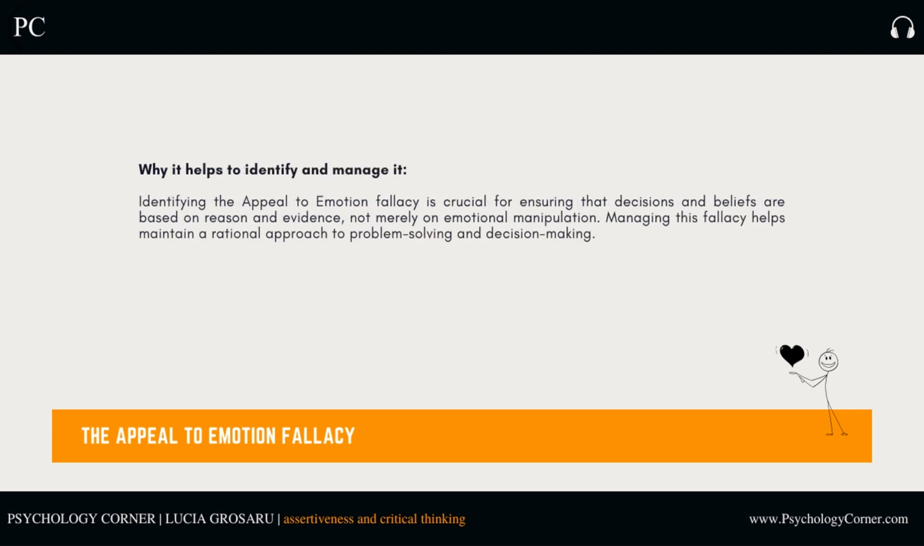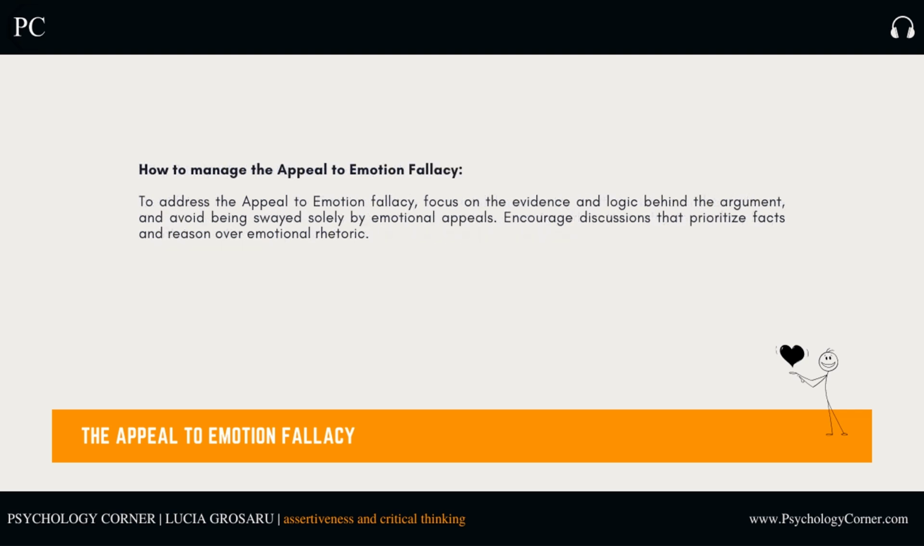Identifying the appeal to emotion fallacy is crucial for ensuring that decisions and beliefs are based on reason and evidence, not merely on emotional manipulation. Managing this fallacy helps maintain a rational approach to problem-solving and decision-making. To address the appeal to emotion fallacy, focus on the evidence and logic behind the argument, and avoid being swayed solely by emotional appeals. Encourage discussions that prioritize facts and reason over emotional rhetoric.